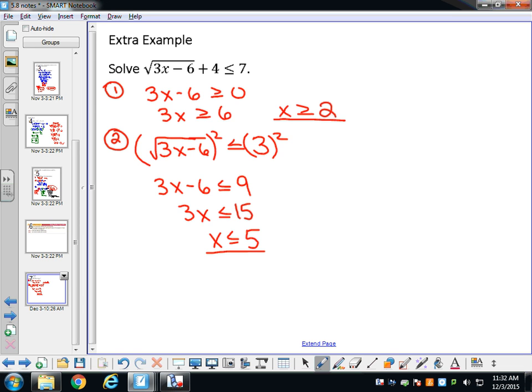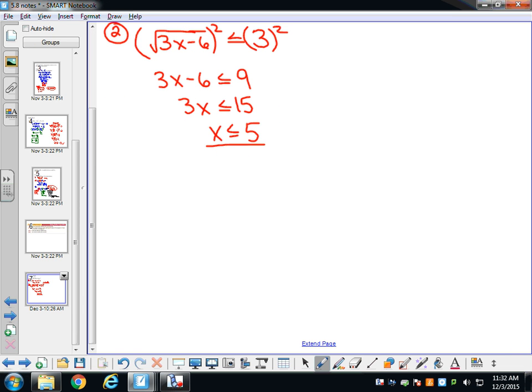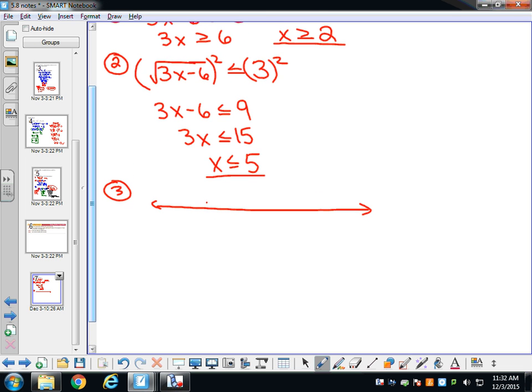So these are the two values that I'm going to separate my interval into. So I have 2 and 5. So pick a number that's less than 2. Pick a number that is between 2 and 5. Pick a number that is bigger than 5. Test each of these intervals.